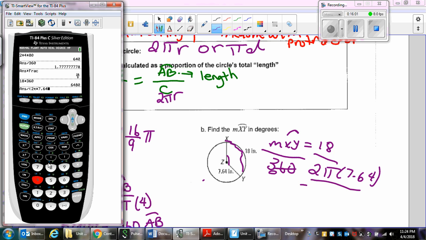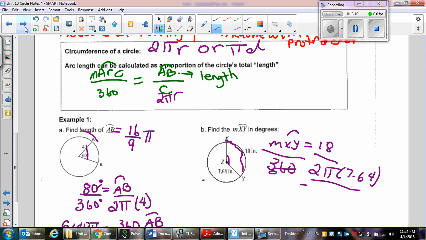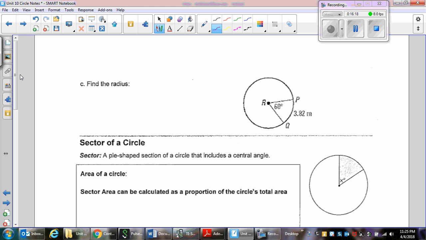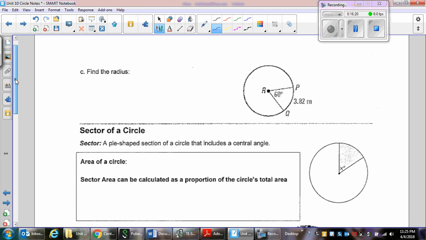7.64. Okay, then I close parentheses, and I'm looking for the degree, and the degree will be 134.999. So this would be 135, that's going to be the closest thing. Okay. All right. So I'm going to go to the next page, and it's asking for the same thing.